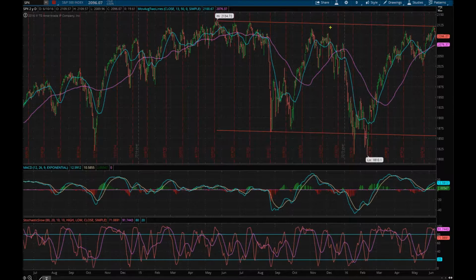The top line that I've drawn is if you connect the top levels of the S&P over the past about a year since the top last May. Right here we have the top last May, and then we have one more really high point in June, and then the last top is right here, just a couple days ago, actually.